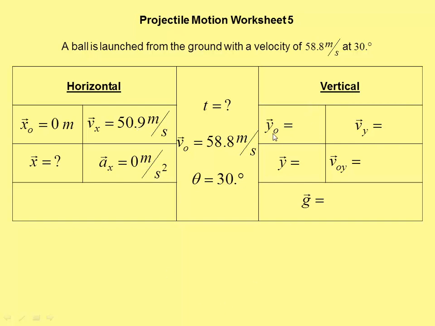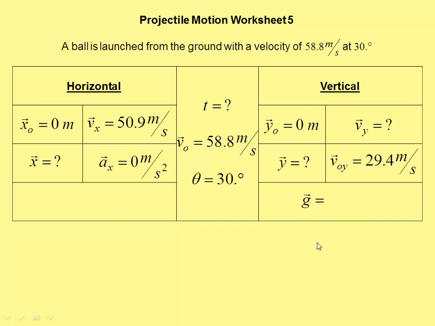Vertically, our initial vertical position, or our initial height, is the ground, which we'd probably call 0 meters. Our final height, we're not sure of. That'll depend on how much time elapses. Our final vertical velocity, we're not sure of. That would be how fast we're going after 1, 2, 3, 4, 5 seconds. We certainly could calculate it using one of the kinematic equations, but we don't need to here, unless it's asked for. Our initial vertical velocity, we just calculated a moment ago, 29.4 meters per second.